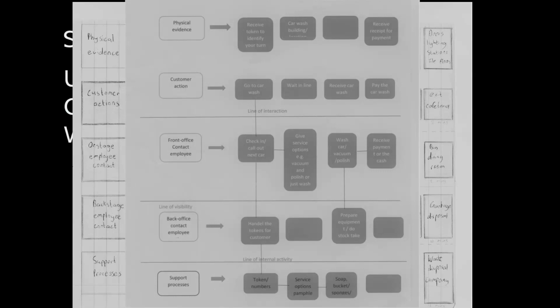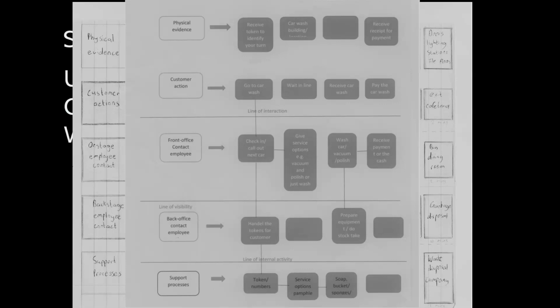If we have a look at physical evidence, this specific car wash works with a token that they give to the customers to know where they are in line. Then the physical car wash building or location, and then a receipt for payment is physical evidence of this car wash taking place. Then customer actions: they visit the car wash, they wait in line, they receive a car wash, and they pay for a car wash.